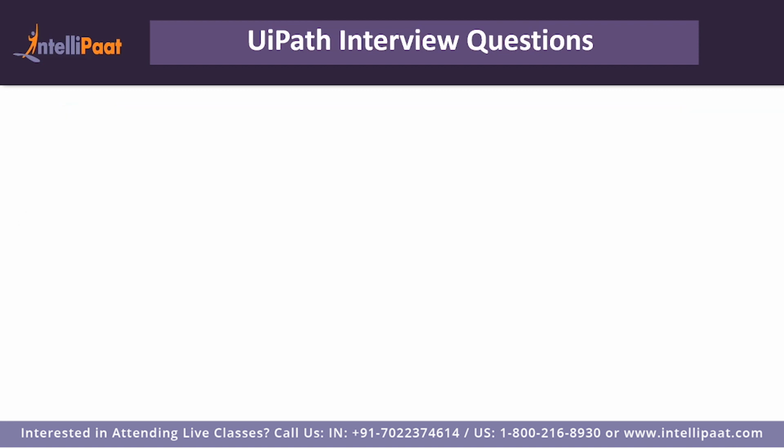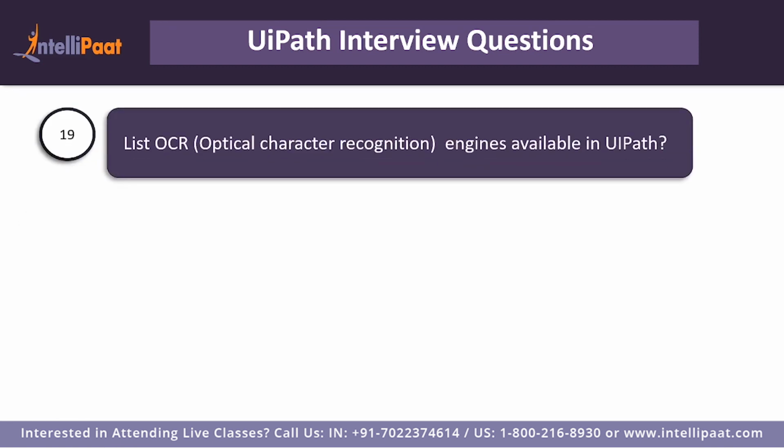Now let's talk about the next one. The next question is, list the OCR engines available in UiPath. Now, as you know, OCR stands for optical character recognition. It basically means that, let's say you have an image, you have an engine that can see that image and tell you that the written word in that image is something like, let's say, work, and it can basically know what characters are written in that image.